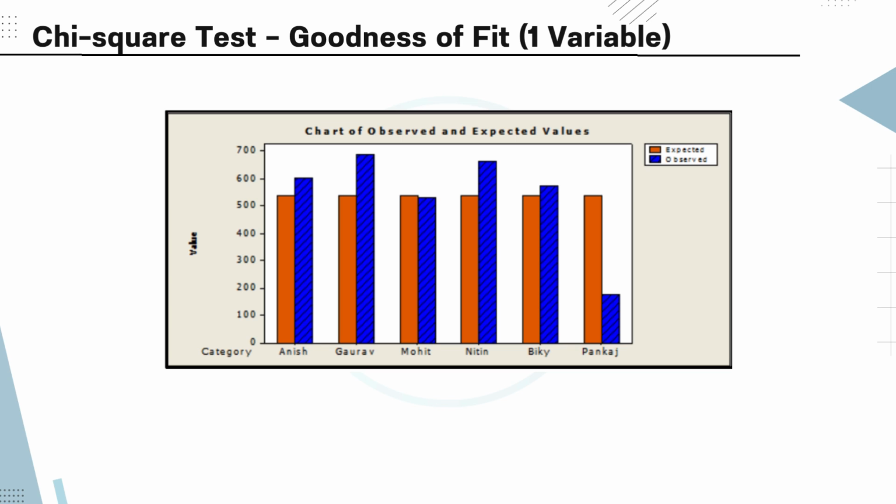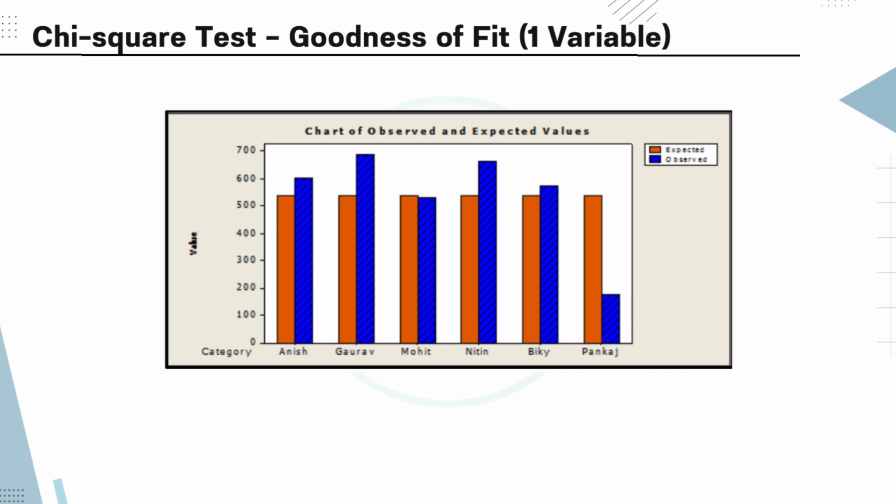The key insight here is to compare the magnitude of difference between these bars. Look at Gaurav. The observed count is significantly higher than expected. On the other hand, Pankaj has a much lower observed count than expected.